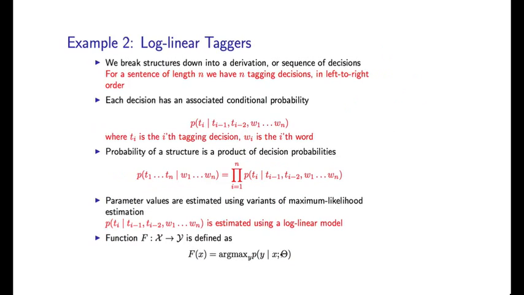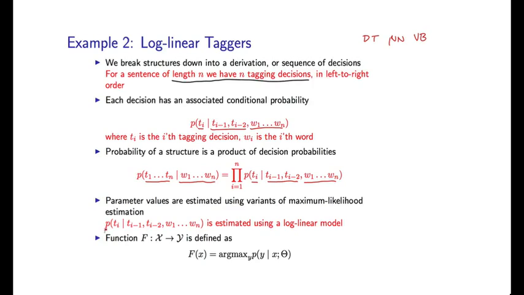Here's a second example, log-linear taggers. In this case, for a sentence of length n, we have n tagging decisions in left to right order. For example, we might have the decisions determiner, noun, verb, if we had a sentence of length 3. Each decision has an associated conditional probability. This is the probability of the ith tag, given the previous two tags, and given the entire sentence. The probability of a tag sequence conditioned on a word sequence is a product of terms where we have the probability of t_i given the previous two tags and the entire word sequence.